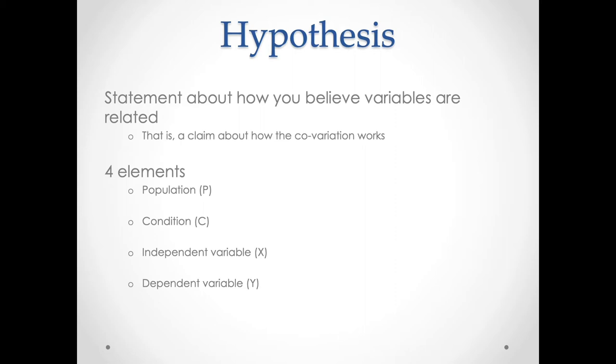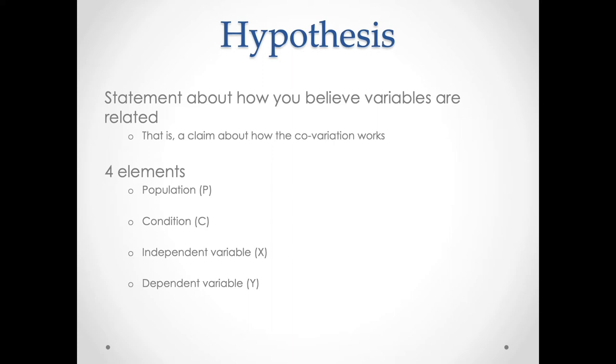So I'm going to present four elements to a hypothesis. There's the population of interest, there's the situation or condition that they're in, and then there's a relationship between two variables, an independent variable and a dependent variable. The population is the group that you want to study. And in a moment, I'm going to go through this in very, very extensive detail and show you a chart that I think will really help.